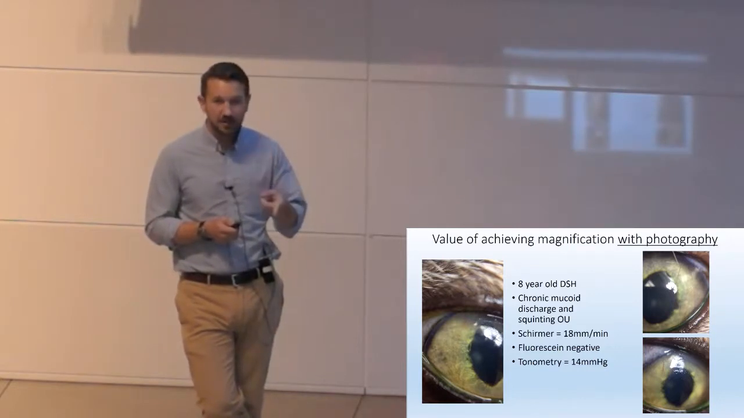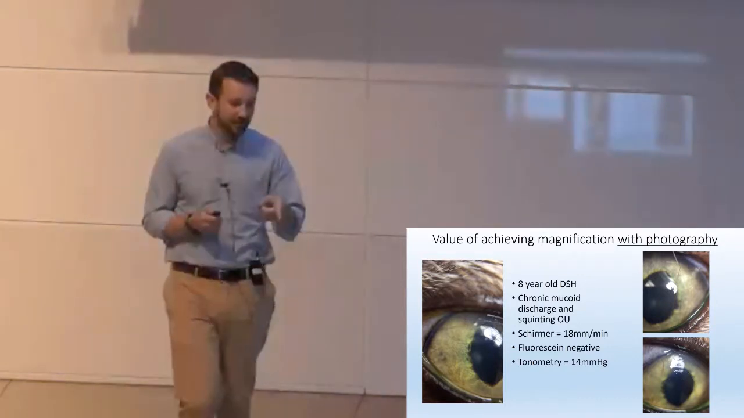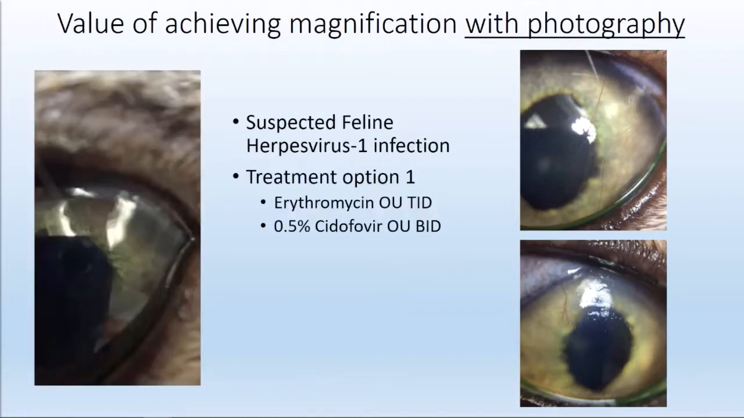We diagnose keratitis with neovascularization or an ulcer. We have neovascularization here that we can finally see with magnification. We've got these 2 solid representations of disease, and our photography gives us increased diagnostic yield, better directed therapy, and categorically we're in keratoconjunctivitis. I'm not taking chest rads of this cat. I'm not thinking of uveitis or life-threatening diseases. I am thinking of herpes virus.